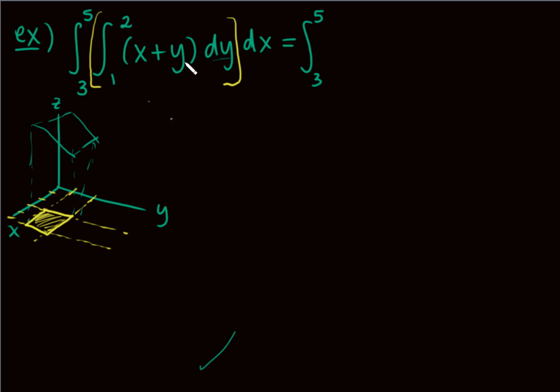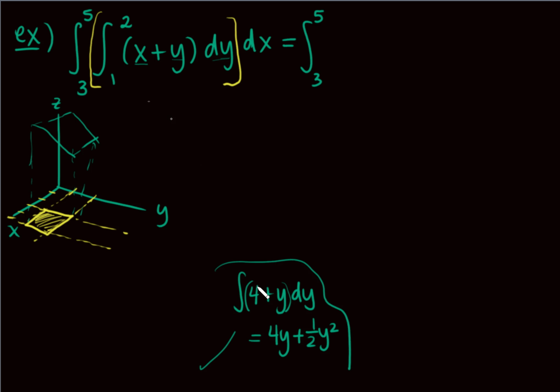So likewise here, when I'm integrating, I'm going to treat x as a constant and then take the antiderivative of y. So let's think about the antiderivative. If I was integrating 4 plus y dy, I just want to show you an example, what would the antiderivative of this be? The antiderivative of 4 would be 4y, and the antiderivative of y is 1/2 y squared, okay? So this is just an example of what we do to a constant when we take the antiderivative.